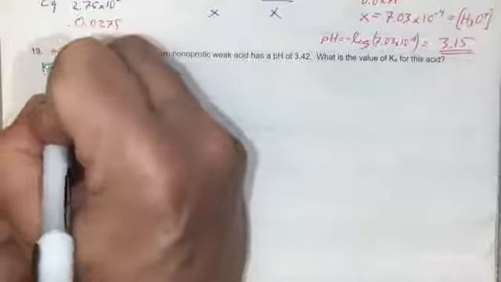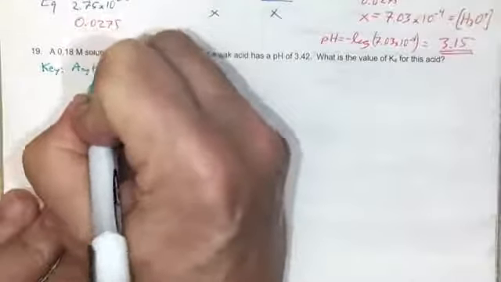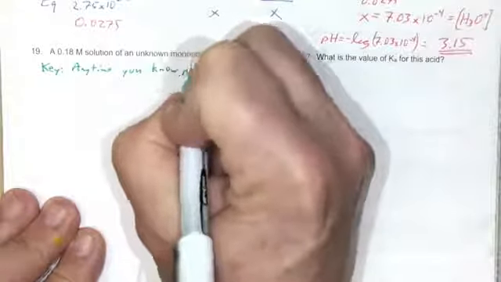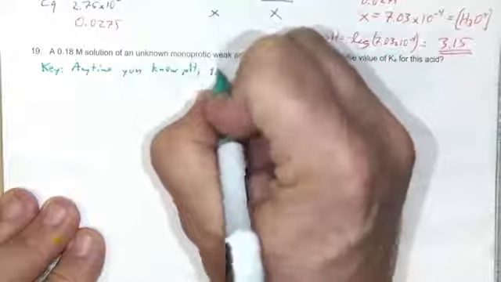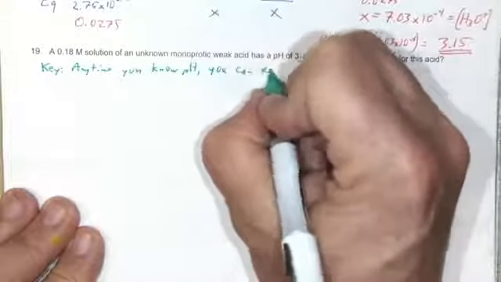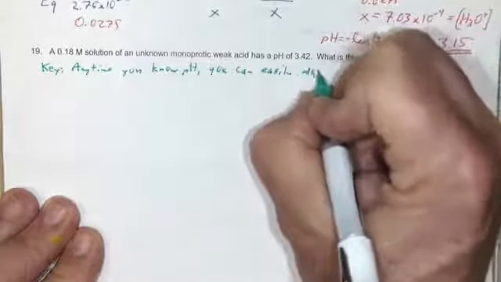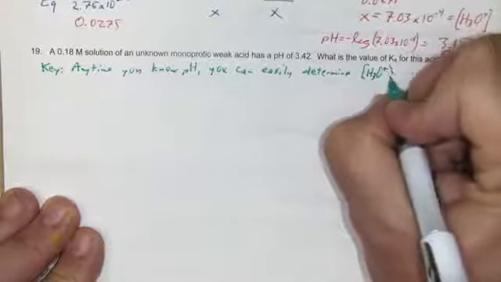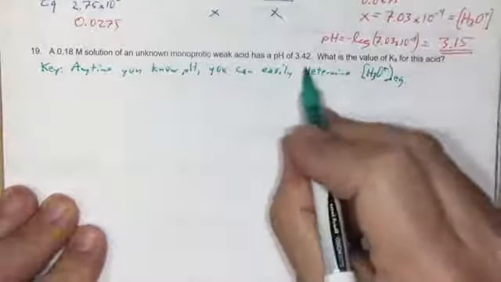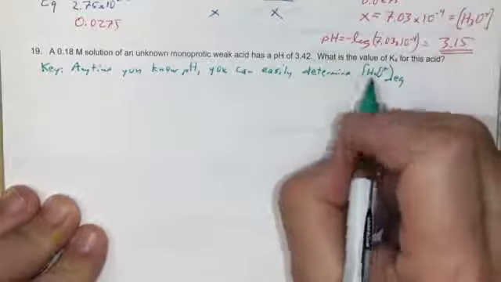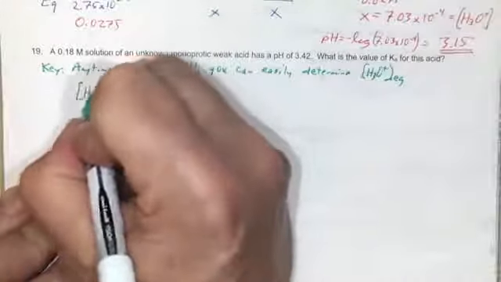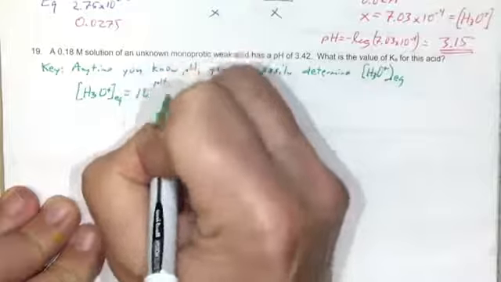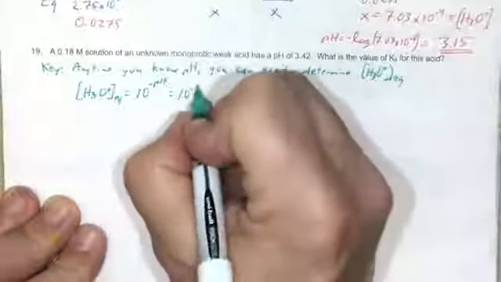The key to solving this problem is, anytime you know the pH, you can easily determine the equilibrium concentration of hydronium. Because pH is just a different way of saying the equilibrium concentration of hydronium. Hydronium ion concentration at equilibrium is equal to 10 to the negative pH. That's equal to 10 in this problem to the negative 3.42.